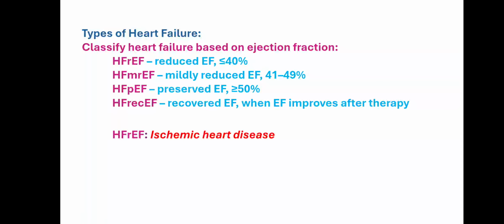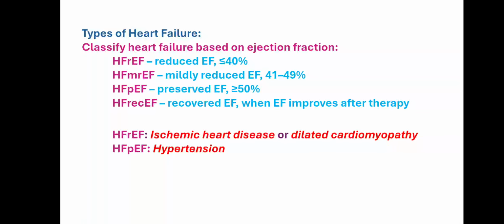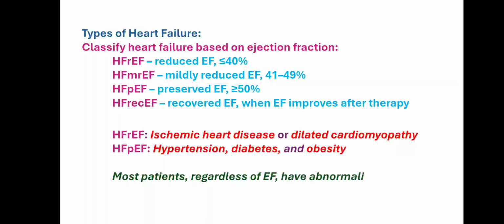In heart failure with reduced ejection fraction, ischemic heart disease and dilated cardiomyopathy are common causes, whereas in heart failure with preserved ejection fraction, hypertension, diabetes and obesity are common causes. Most patients, regardless of the ejection fraction, have abnormalities in both systolic and diastolic function.